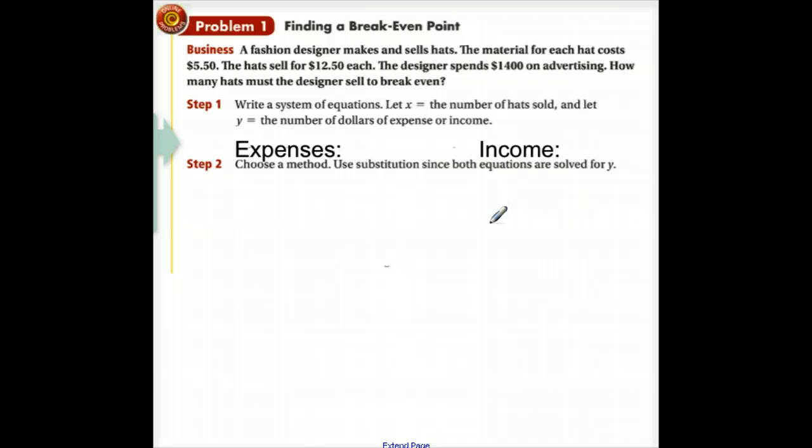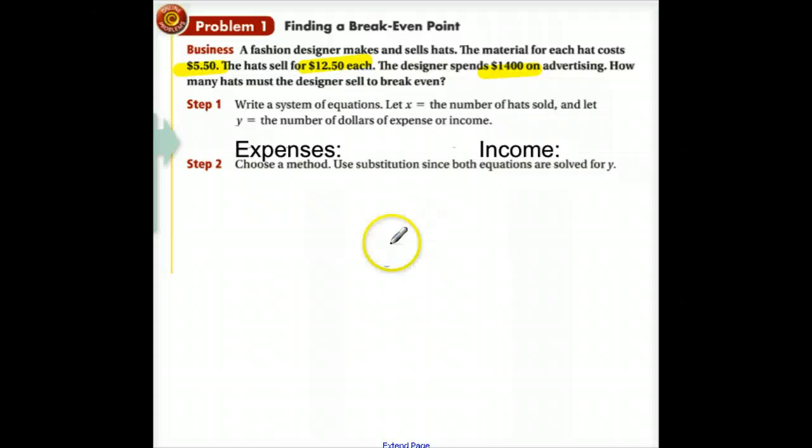So here is our example. A fashion designer makes and sells hats. The material to make the hat costs $5.50 per hat. The designer sells the hats for $12.50, so he's making a little bit of profit. The designer spends $1,400 just on advertising. How many hats must he sell to break even?